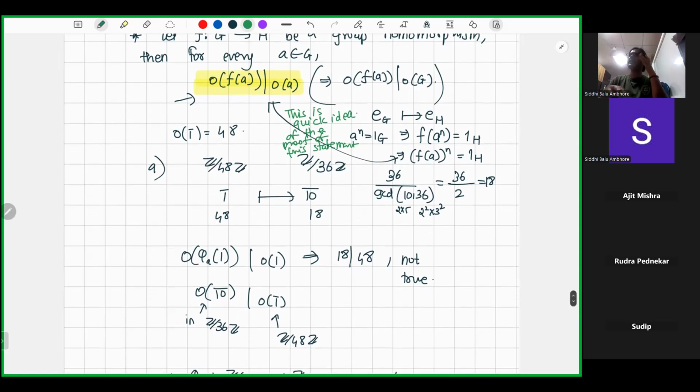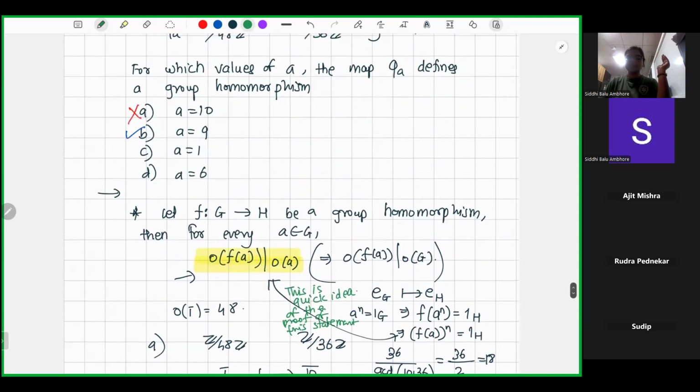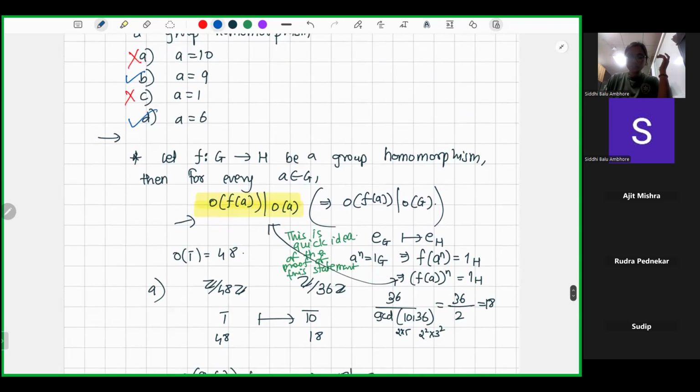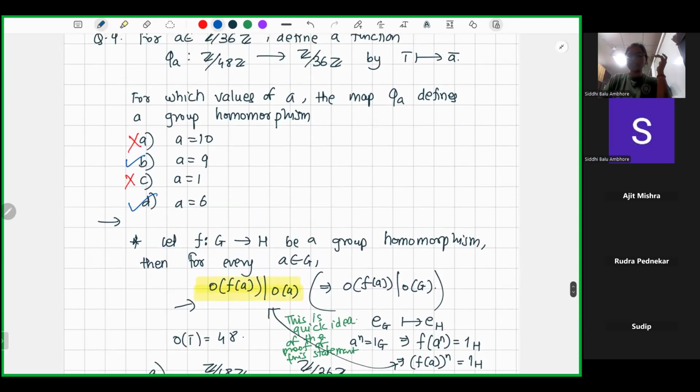And this is the only criterion which we use to solve this entire question. So we saw that 1 was not helping, but 6 gave that this phi A is a group homomorphism. So let us move to the next question.